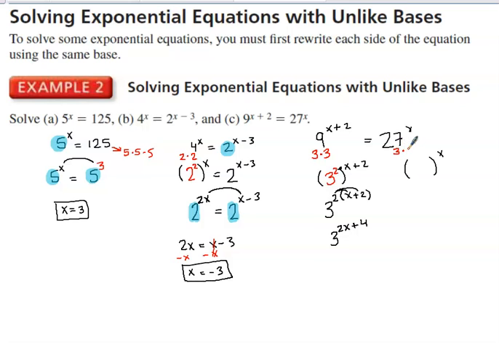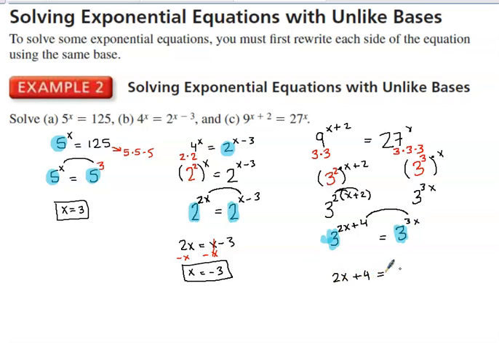27 is 3 times 3 times 3. Because it breaks down into a bunch of 3's, I can write it as a power, 3 to the 3rd power. And again, since I have an exponent on an exponent, I can multiply to get the power of 3x. So on the right-hand side, I have 3 to the power of 3x. I have a base of 3 on the left and on the right. Because my bases are the same, I can set my exponents equal to each other.